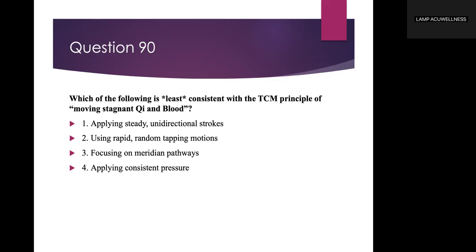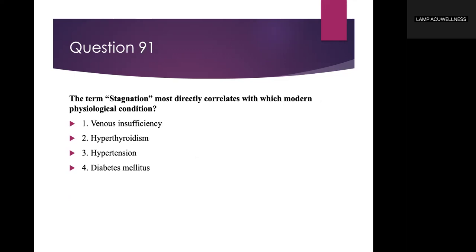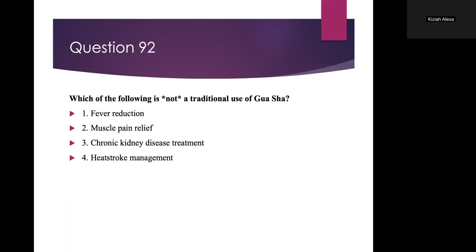blood? Using rapid random tapping motions. The term stagnation most directly correlates with which modern physiological condition? Venous insufficiency. Which of the following is not a traditional use of gua sha? Chronic kidney disease treatment.